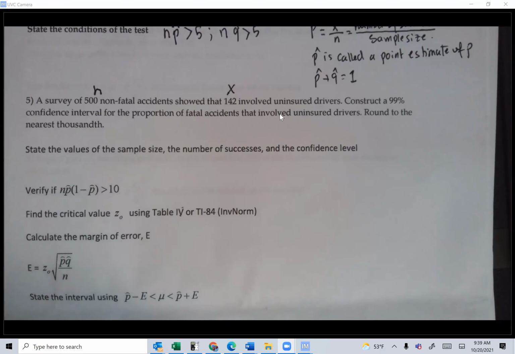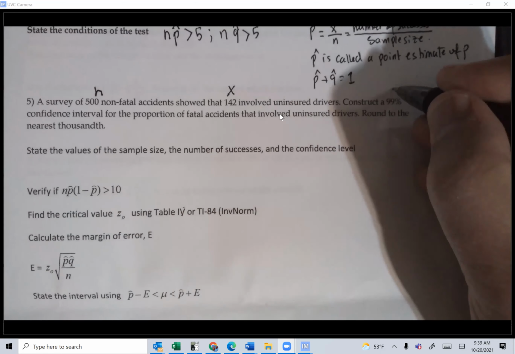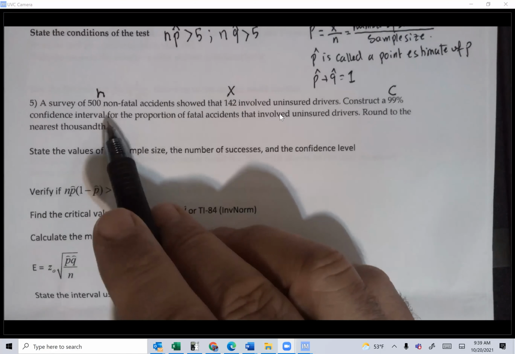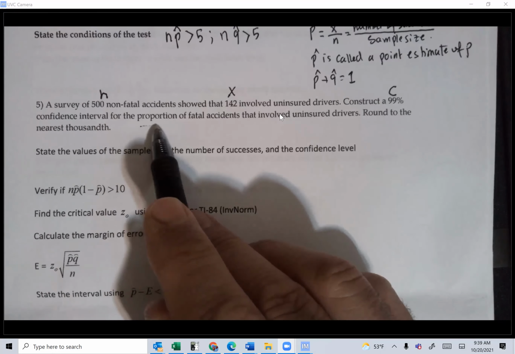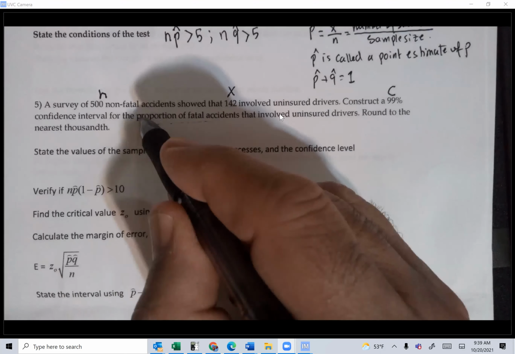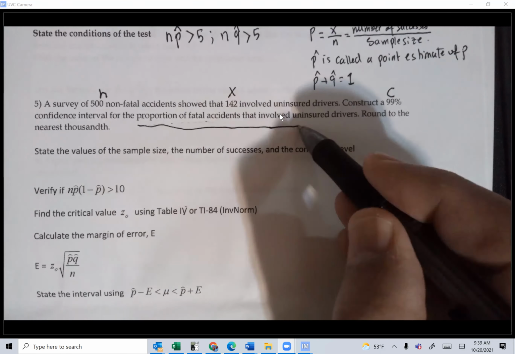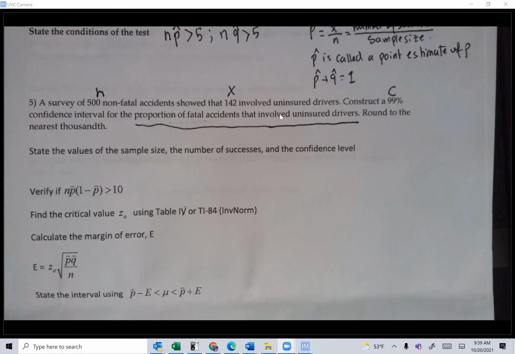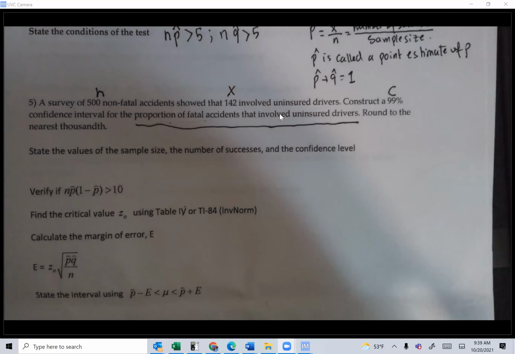So he will always give you 2 pieces of information, the number of successes and the sample size. So 142 is X. Construct a 99% confidence interval. C is 99%. Look, guys, what it says: for the proportion of fatal accidents that involved uninsured drivers.